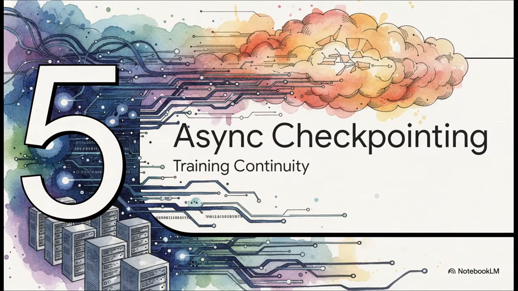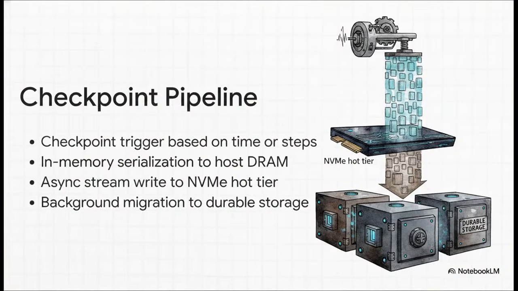Section 5. Asynchronous checkpointing. This is all about protecting your training continuity. You see, AI workloads don't just read data. They are constantly generating these massive model state snapshots that have to be saved. And you have to save them without pausing the training loop. It's like trying to save a video game while you're still fighting the boss. Asynchronous tiered checkpointing is the lifesaver here.